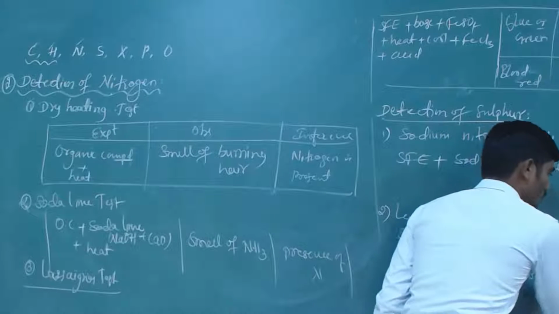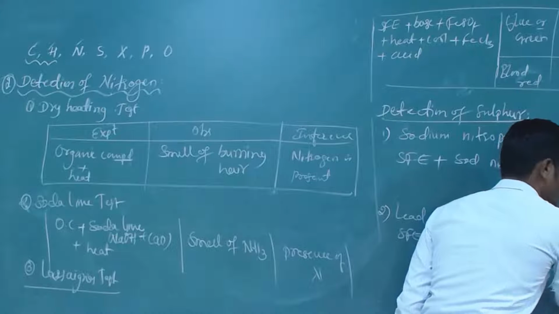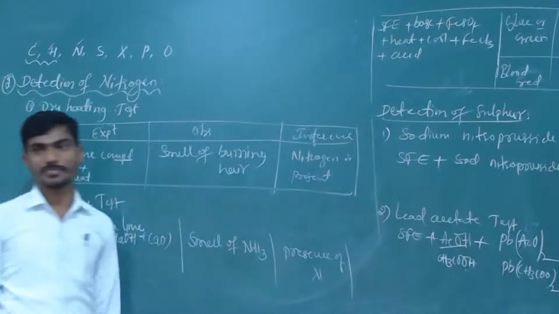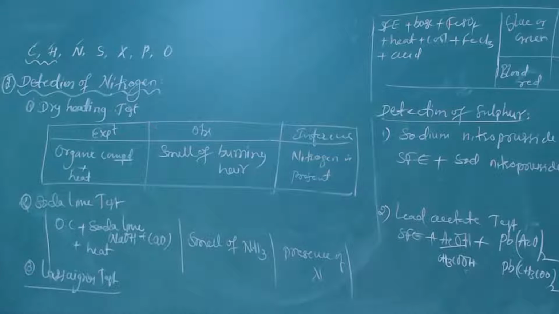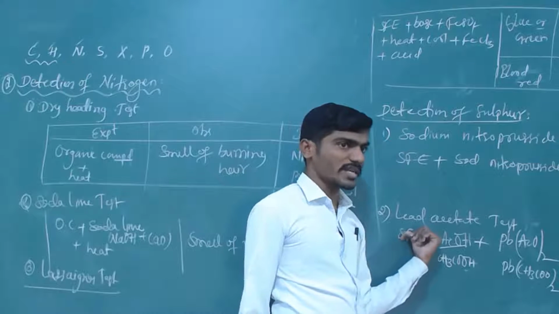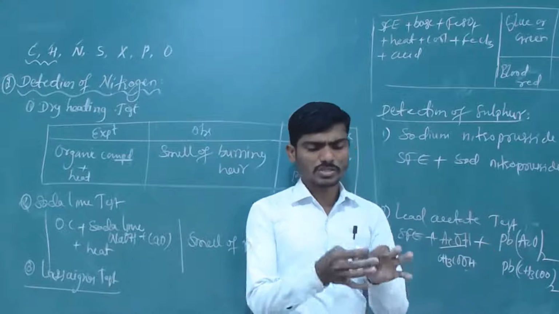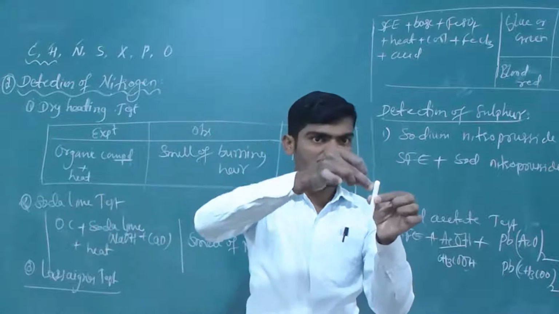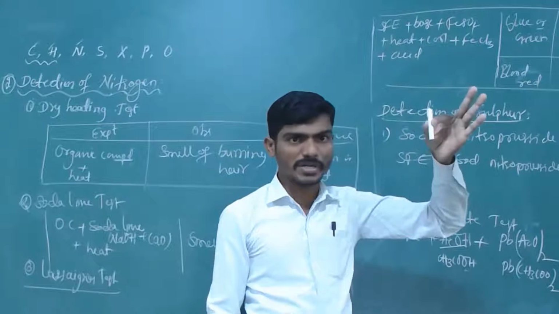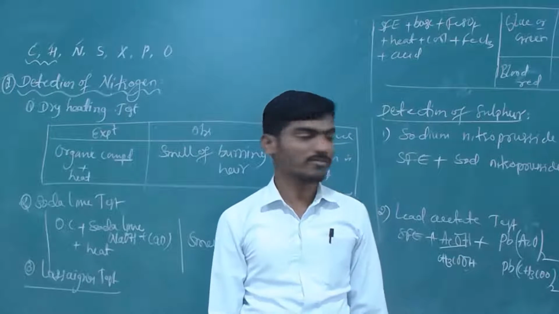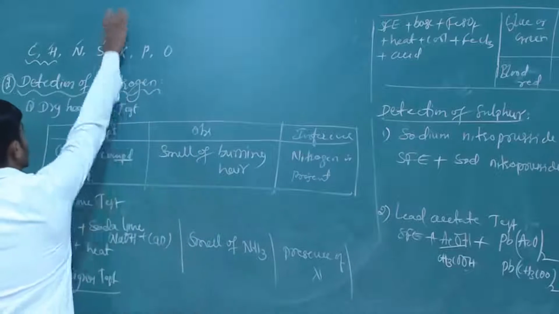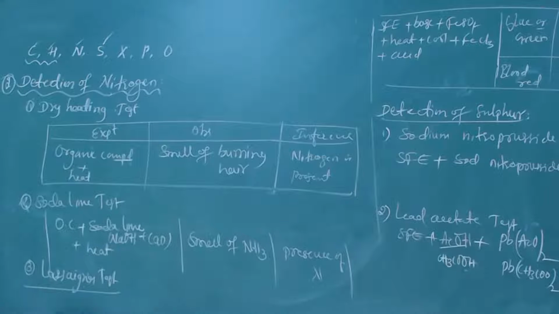Upon adding this, if it gives a black precipitate, this indicates the presence of sulfur. Sulfur is confirmed. So detection of sulfur by using the sodium nitroprusside or lead acetate test. In the lead acetate test, the sodium fusion extract is acidified with acetic acid and lead acetate is added. If black precipitate, sulfur is present.